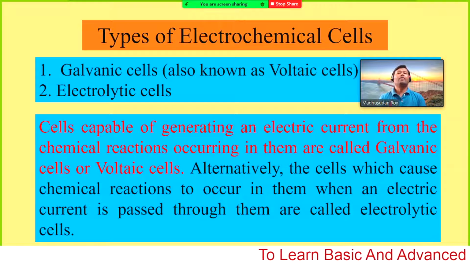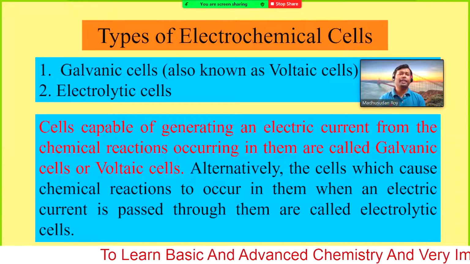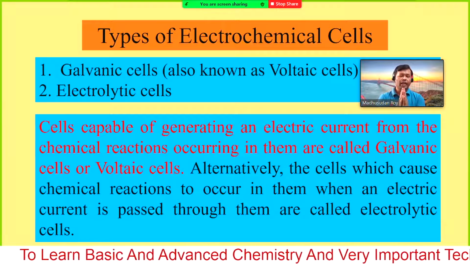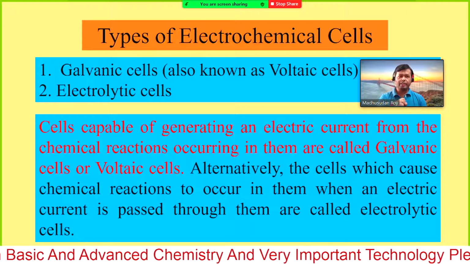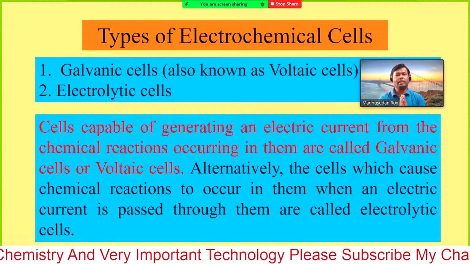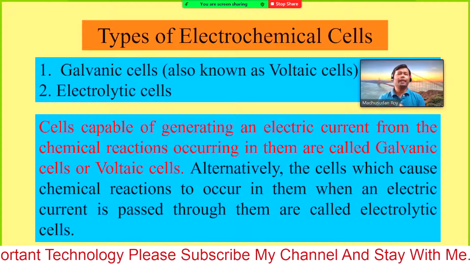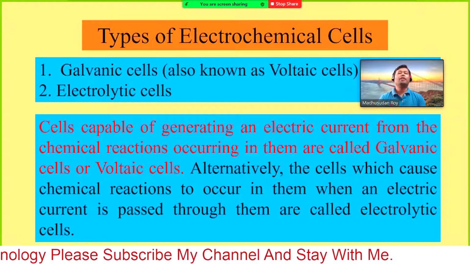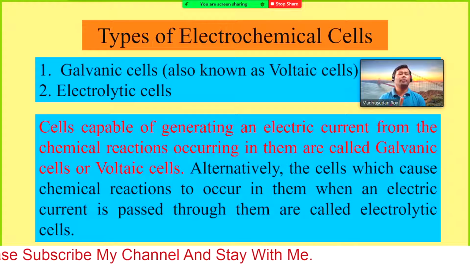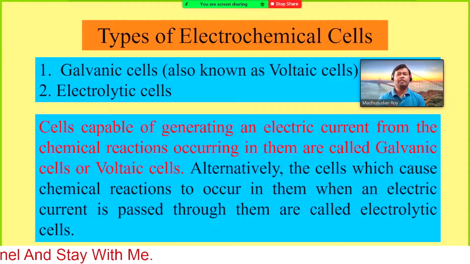Now, what are the types of electrochemical cells? As I have mentioned in the definition, some of them will produce electricity by chemical reaction and some of them will use electricity for the reaction. So depending on these two categories, we can classify the electrochemical cells into two different types. One of them is galvanic cells and another is electrolytic cells.